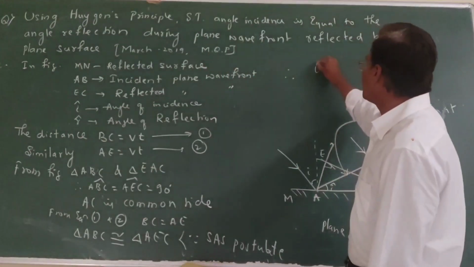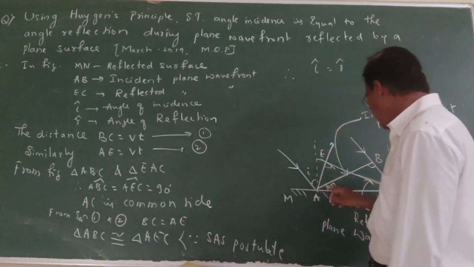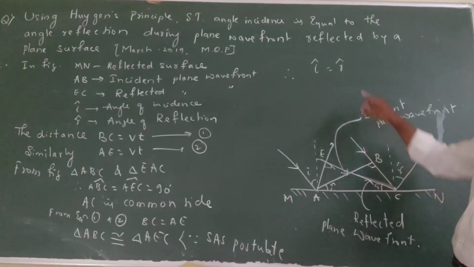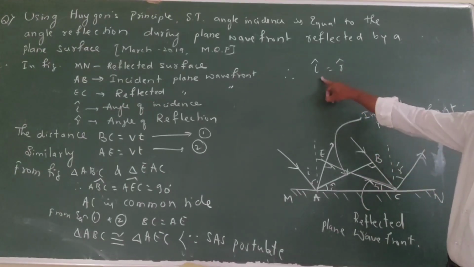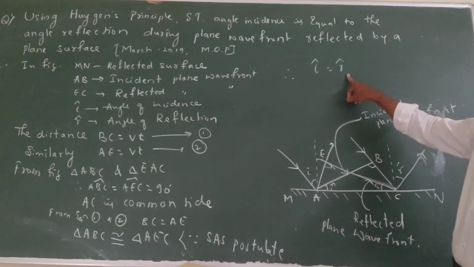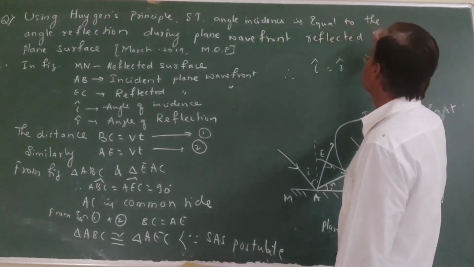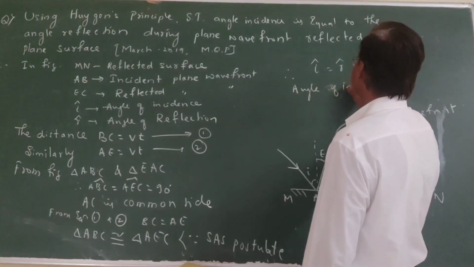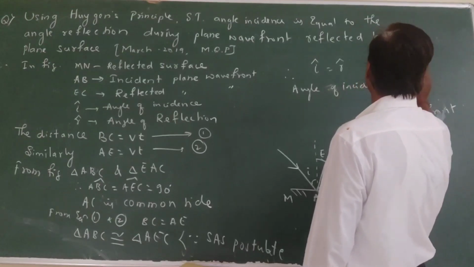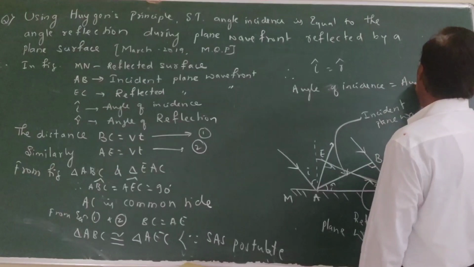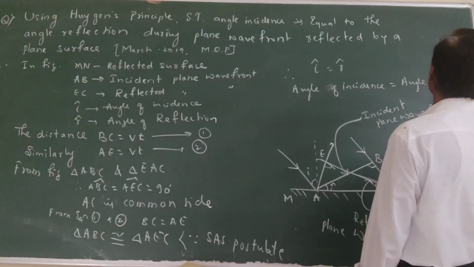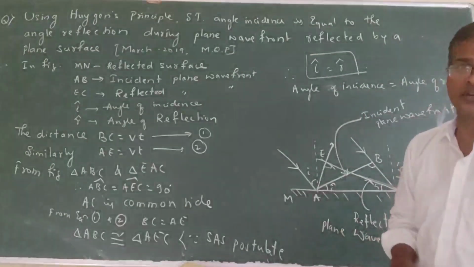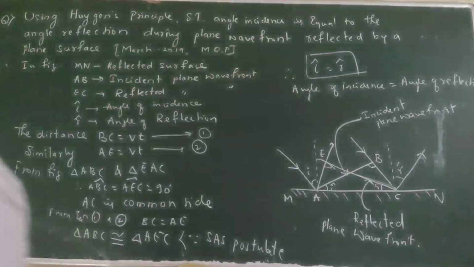Therefore, angle I equals angle R. Whatever the angle of incidence is, that will be equal to the angle of reflection. The two interior angles are the same. Hence we show that the angle of incidence is equal to the angle of reflection.